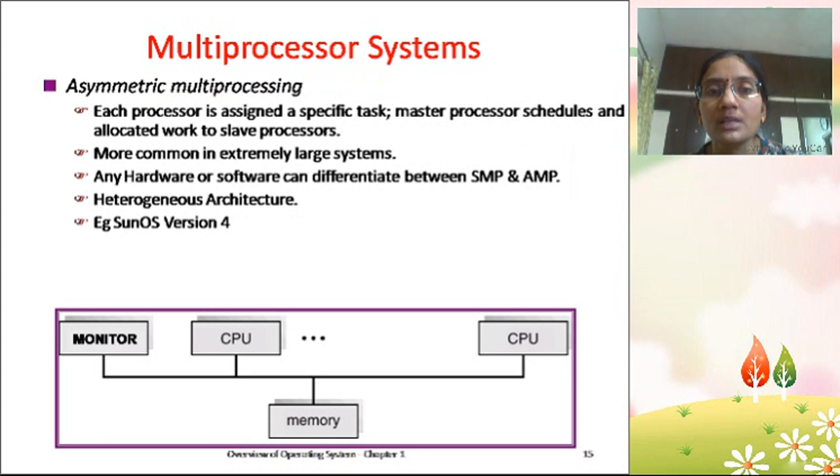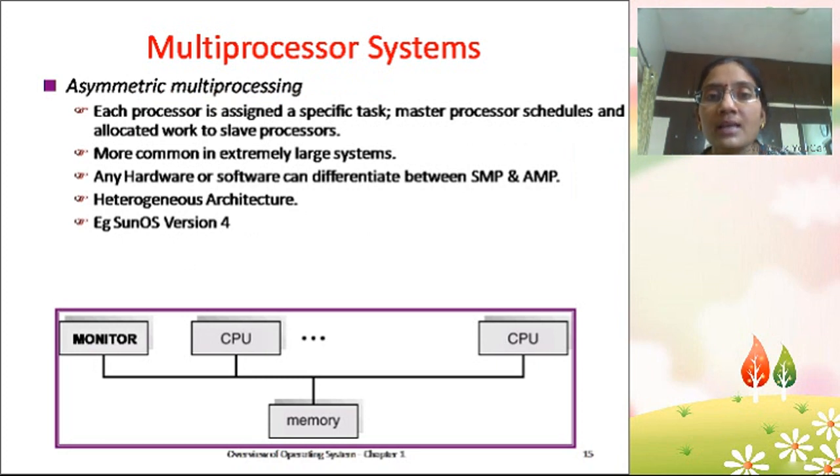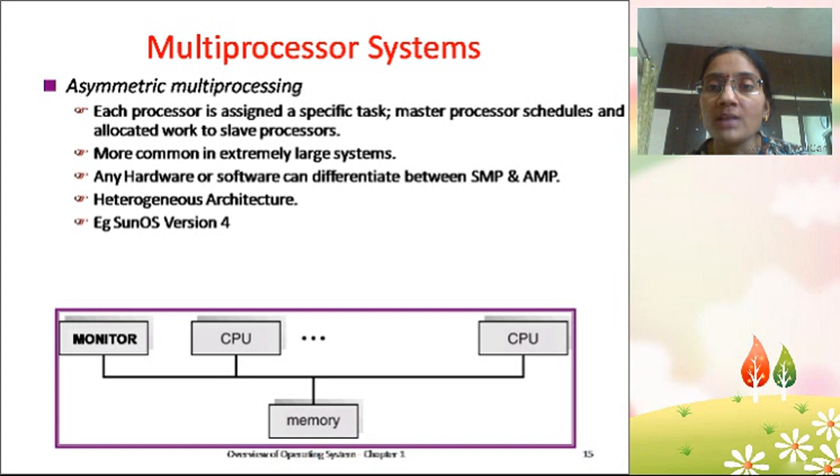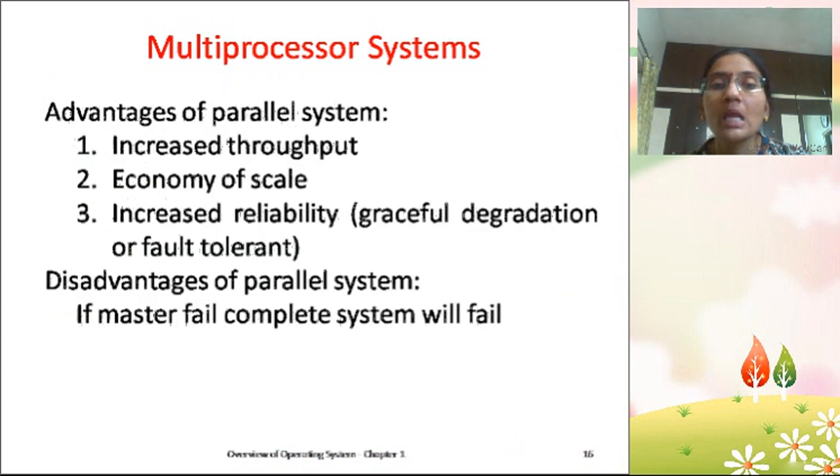Asymmetric multiprocessing. Each processor is assigned a specific task. A master processor schedules and allocates work to the slave processors. It is more common in extremely large systems. Hardware or software can differentiate between SMP and AMP. These are heterogeneous architectures. An example is SunOS version 4.